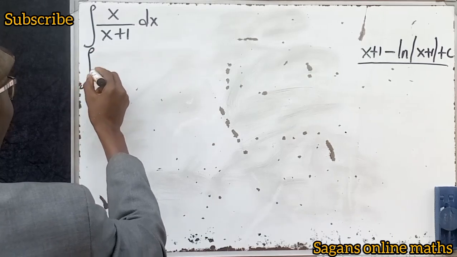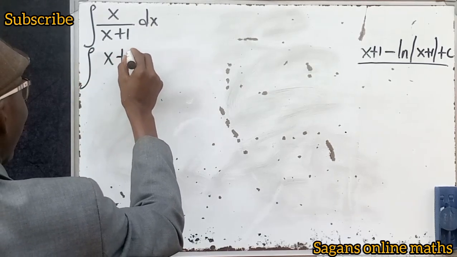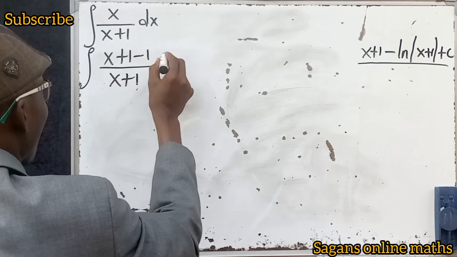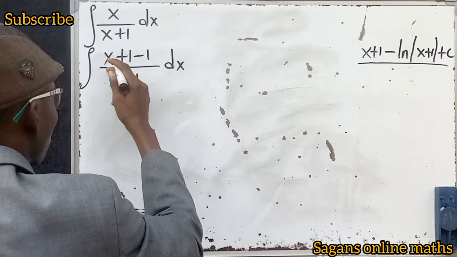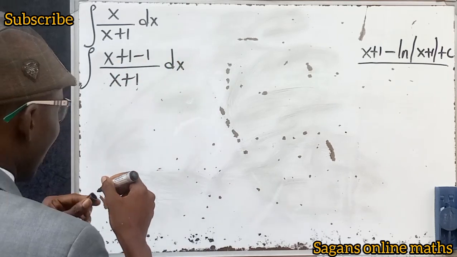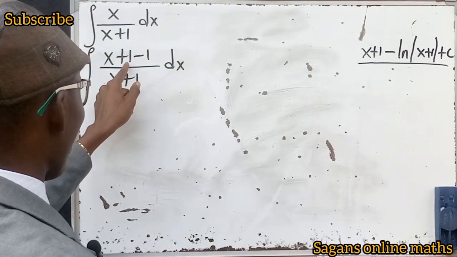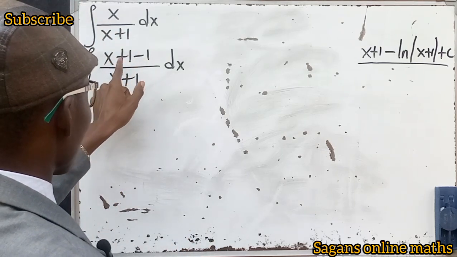The integral of x plus 1 minus 1 divided by x plus 1, dx, because we are integrating all this with respect to x. Now, do you know that we are not wrong? Pay clear attention to this video, because 1 minus 1 is 0, and x plus 0 is still x.